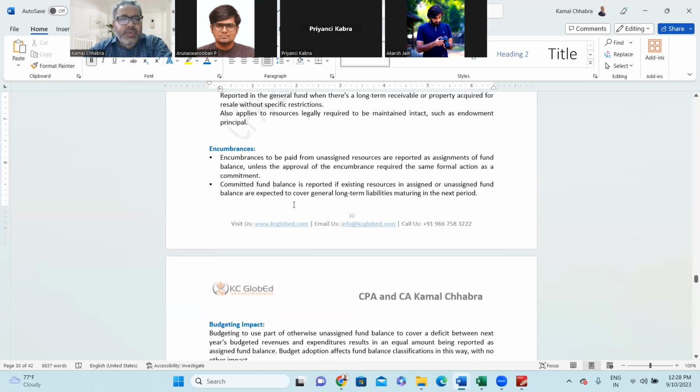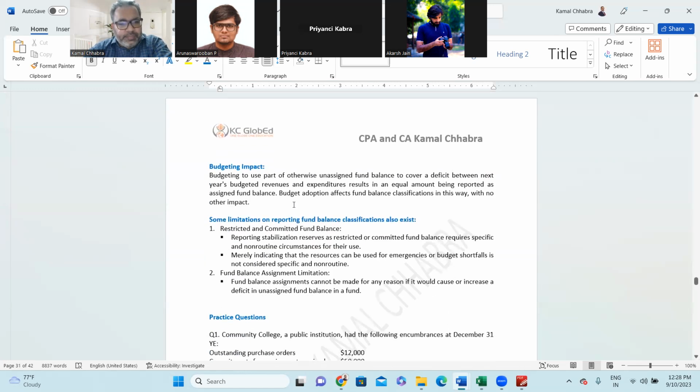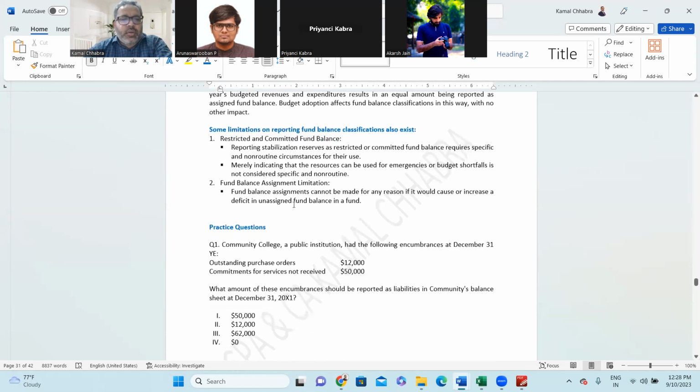So this, as per the management's discretion, they can make their own respective budget for the respective category. Some limitation on reporting of fund balance classification also exists, which is restricted and committed fund balance. Like I said, reporting the stabilization revenue as restricted or committed fund balance requires specific non-routine circumstances. Merely indicating that the resources can be used for an emergency or budget shortfall is not considered to be a specific or non-routine activity.